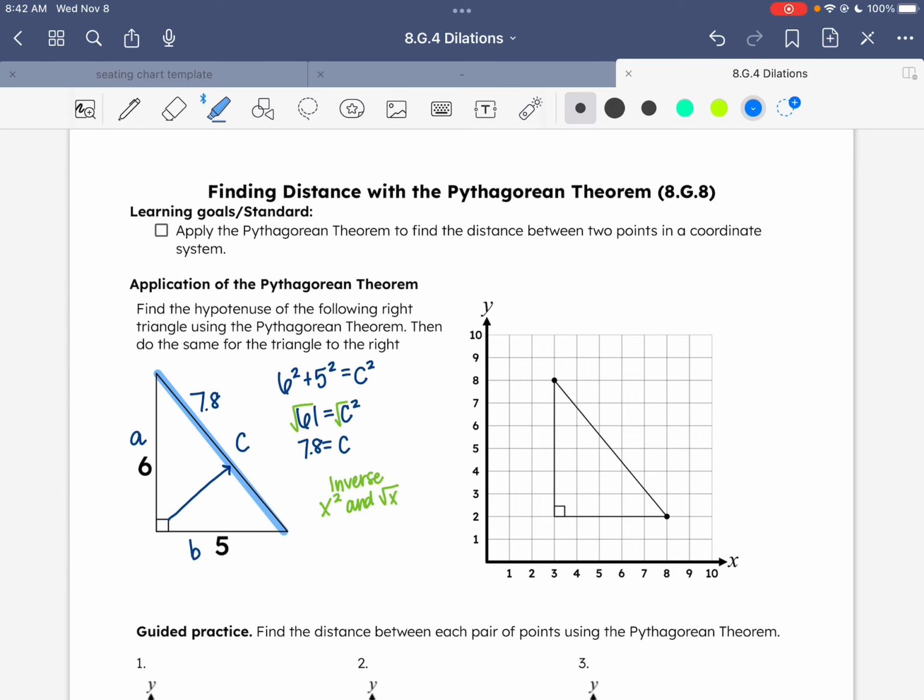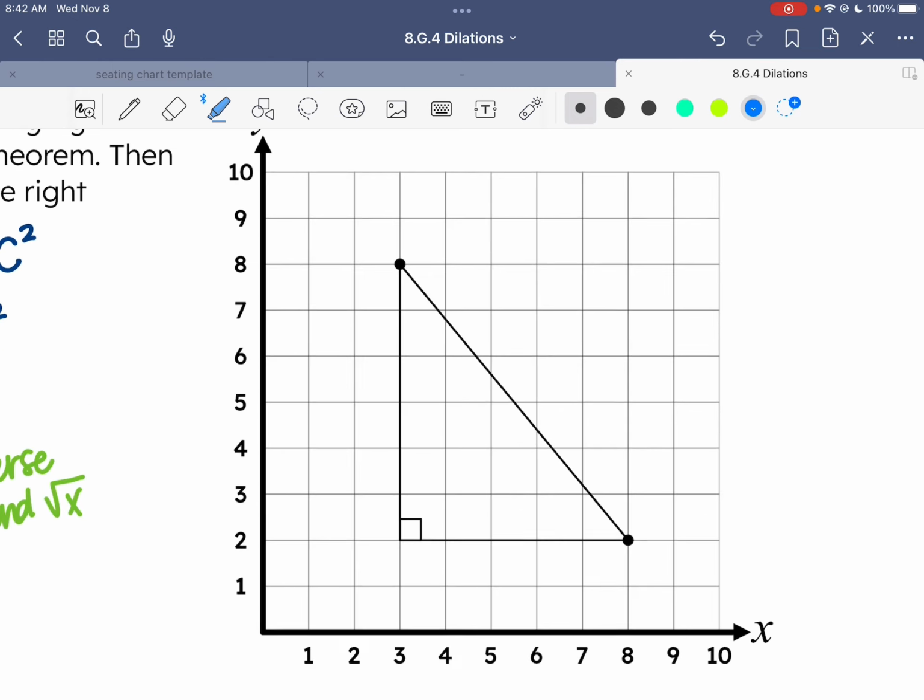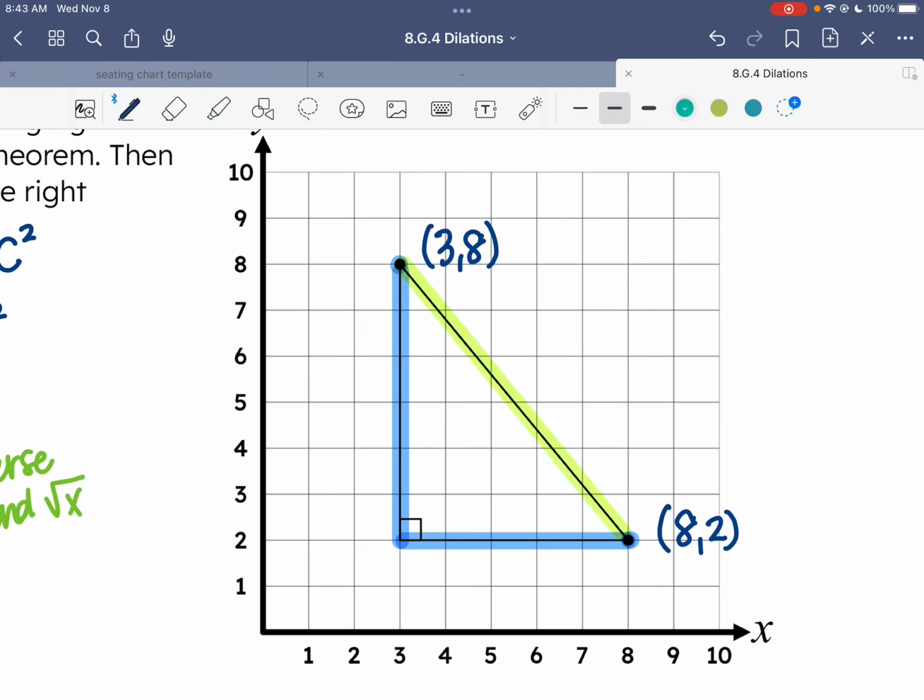So now we're going to use the Pythagorean theorem to find the distance between these 2 points. So these are the points (3, 8) and (8, 2). So we have a right triangle that can be drawn to connect these 2 points. And we're going to determine the side lengths of the 2 legs of the triangle. And then we're going to use those to find the hypotenuse, which is the distance between them.